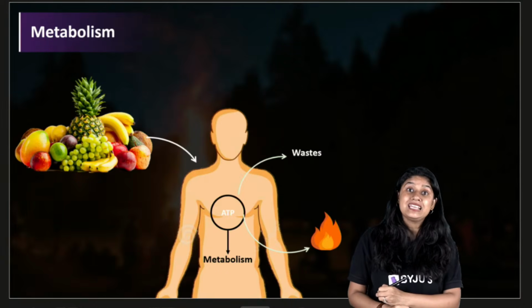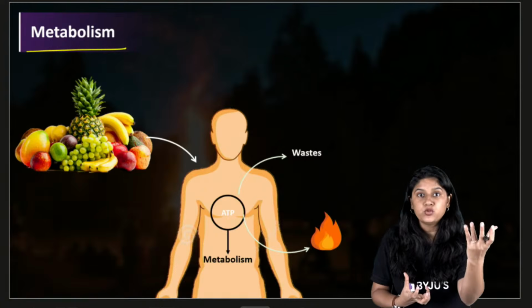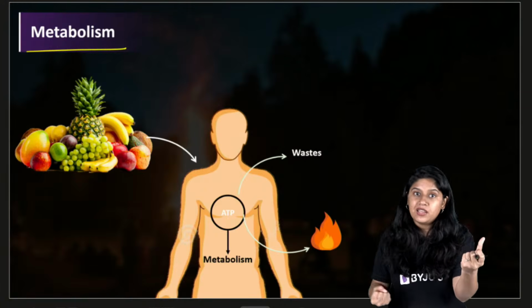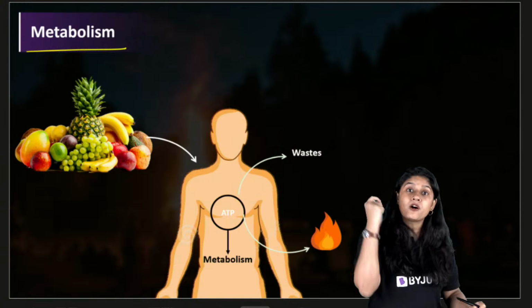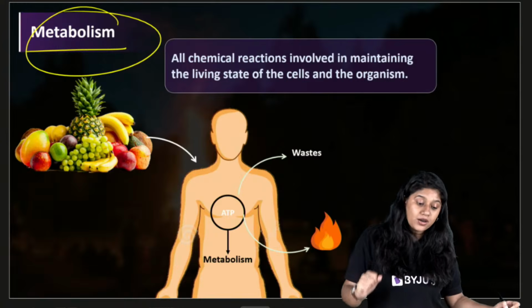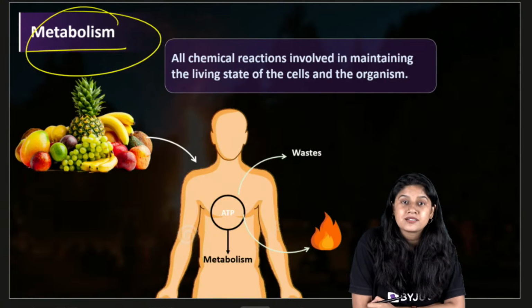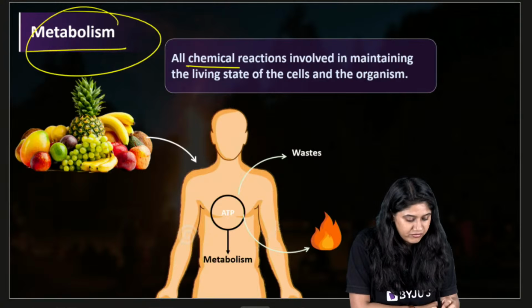Last but not the least, metabolism. We eat food, but how we generate energy from that food, how things come out of it, is all possible because of the chemical reactions that are happening. So metabolism becomes a very important parameter for the living organism, everyone.